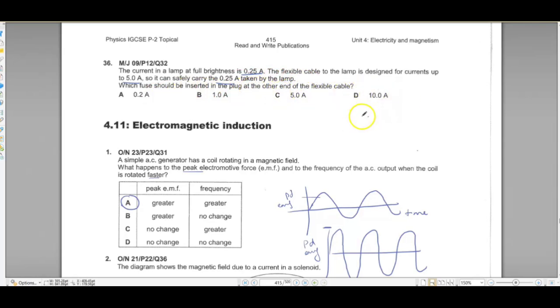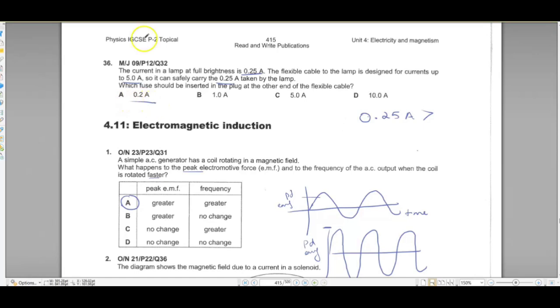Okay, the lamp just requires 0.25 amperes. The cable might hold a 5 ampere current just for safety, but the fuse that should be inserted should be a little larger than 0.25 amperes. Okay? It shouldn't be more than that. So if the current in the lamp at full brightness is 0.25 amperes, we are given these options over here.